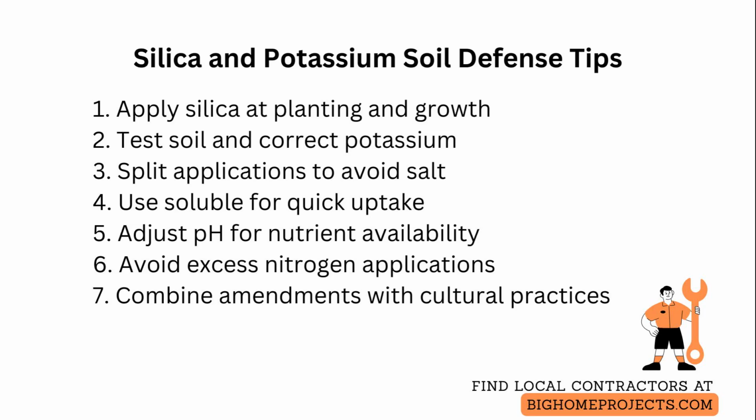Avoid blanket high nitrogen applications because excess nitrogen promotes soft tissue that invites pests and disease. Match nitrogen to the crop growth stage and use split or controlled release fertilizers. Complement amendments with good cultural practices like crop rotation, pruning for airflow, balanced irrigation to prevent water stress, mulches to stabilize soil temperature, and regular scouting to catch pest increases early.